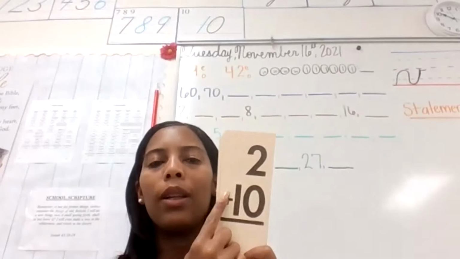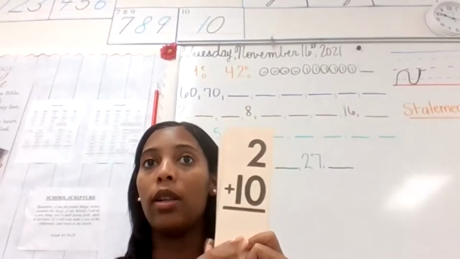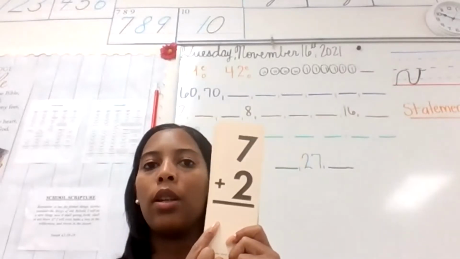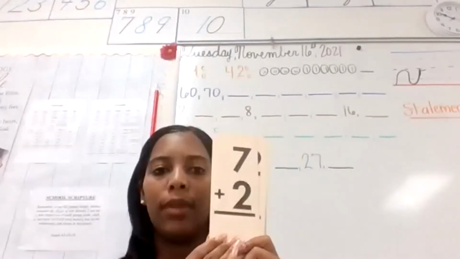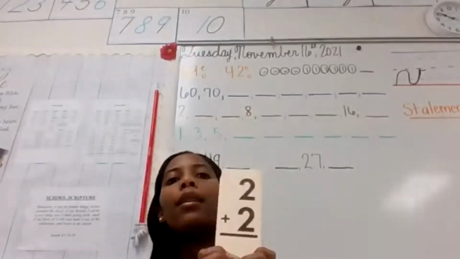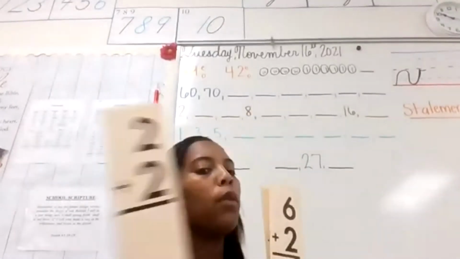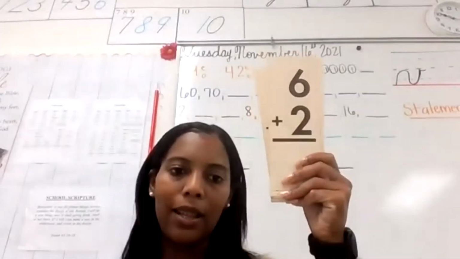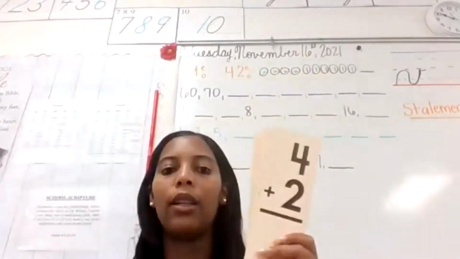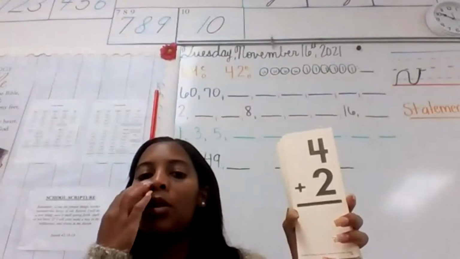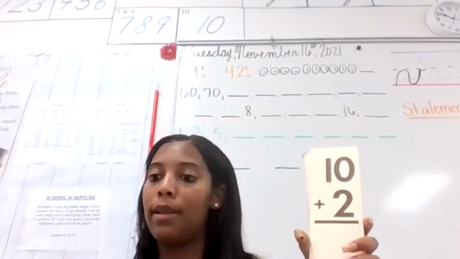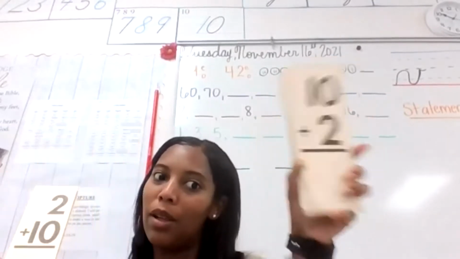So 2 plus 10 equals 12. 7 plus 2 equals 9. So always count as 7, then 2 more. 9. 2 plus 2 equals 4. 6 plus 2 equals 8. 4 plus 2 equals 6. 10 plus 2 equals 12.